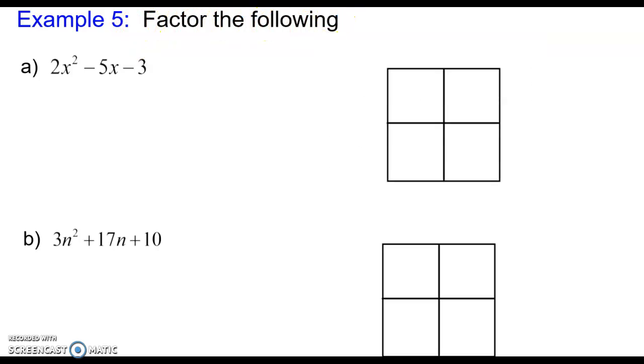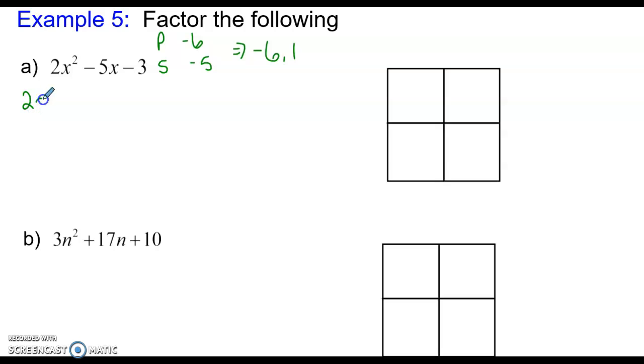So for example 5, I'm also going to factor these using both methods, decomposition and the rectangle model. For the first one, I'm going to think of the product, which is 2 times negative 3, which would be negative 6. And the sum has to be negative 5. So I'm looking for things that multiply to give me negative 6 and add to give me negative 5. And those two numbers would be negative 6 and 1.